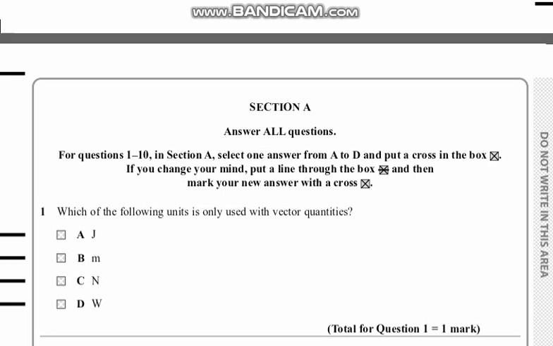Question 1 is, which of the following units is only used with vector quantities? As always, mark out the incorrect ones. Joules is used for work done, so this can't be an answer, as work done is a scalar quantity. Meters is for distance and it's a scalar quantity, so it's not the answer. W is for watts, that's for power, and that's not a vector quantity either, so the only option we are left with is C, that's Newton, and that's a vector quantity.